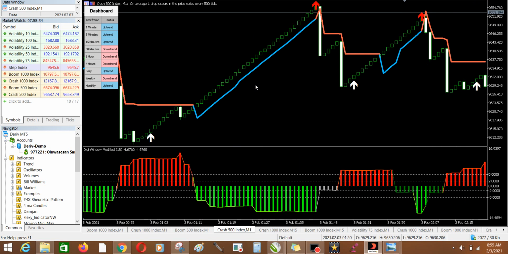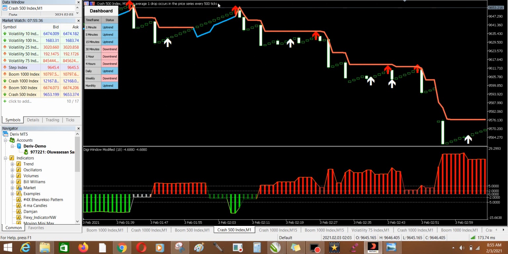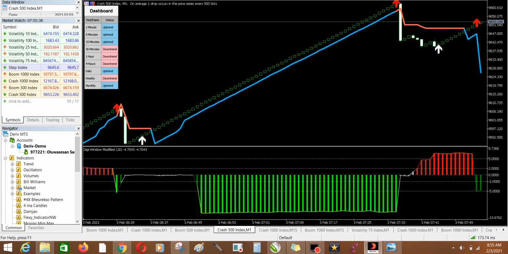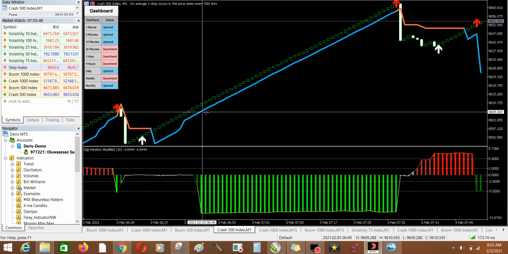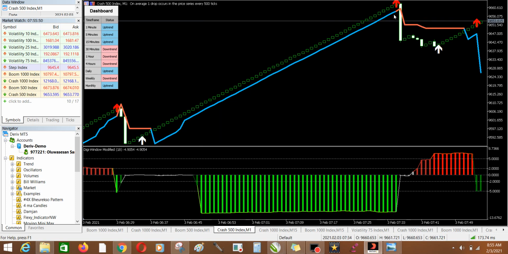Okay, let's check out what is happening there. With Crash 500 we had an uptrend here. You can see it here. We got a buy here and got confirmed here, and it's been going up since then. Right now we have our exit arrow popping out using the Crusher indicator.